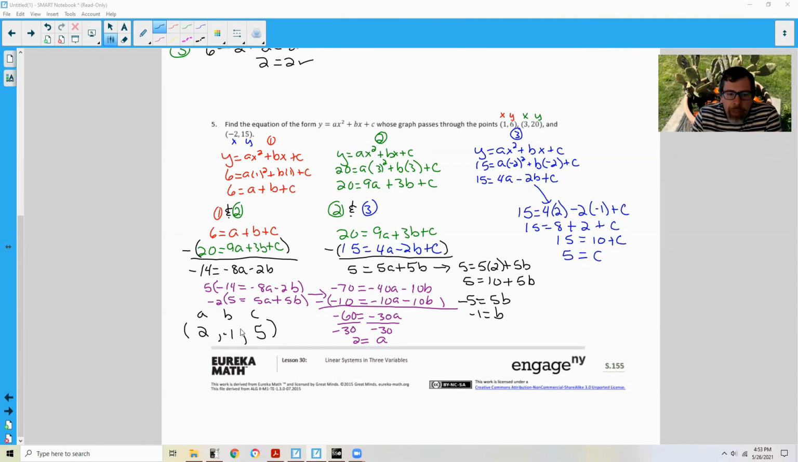So I've got my A, I've got my B, I've got my C. It says find the equation in the form. So now we just have to say the answer, and I'm going to put it right here. y equals ax squared plus bx plus c. So my answer is the parabola or the quadratic y equals 2x squared minus x plus 5. I don't need that one there, but you know what I'm talking about. Okay, so these 3 points would land on that parabola.